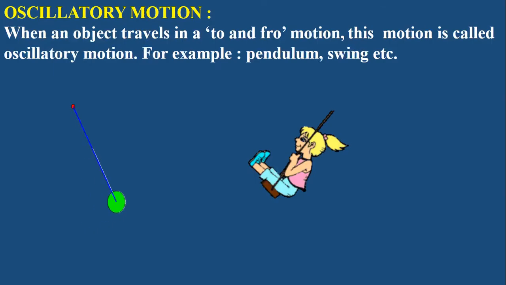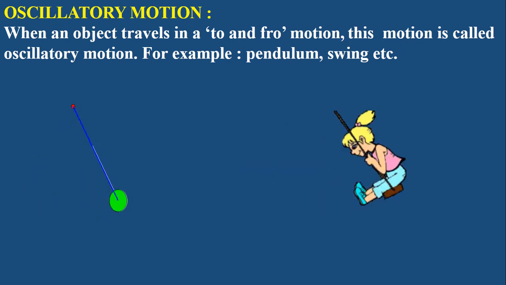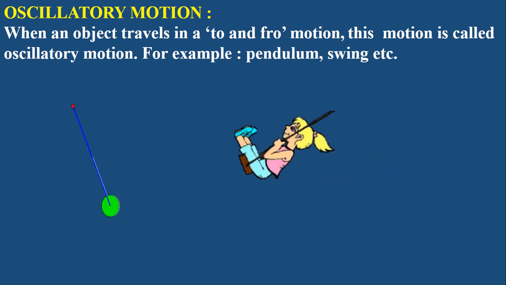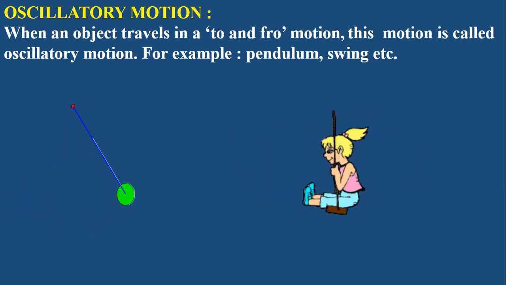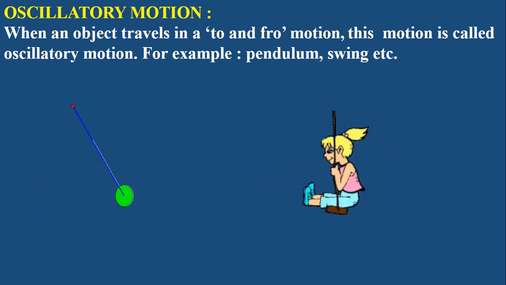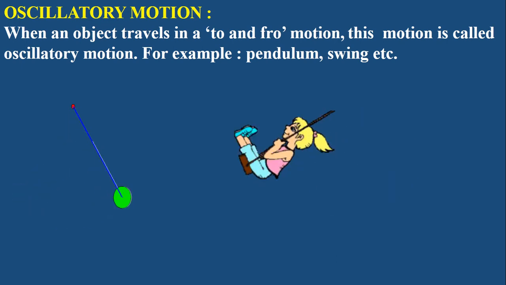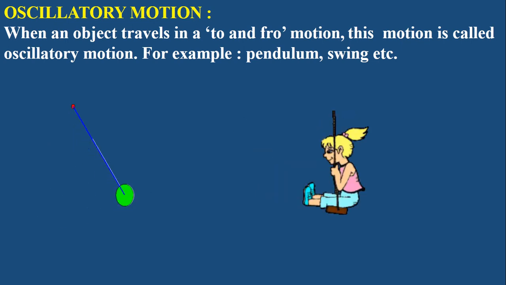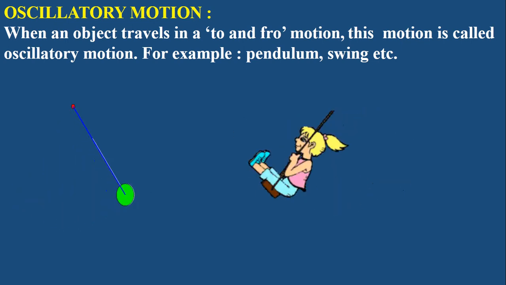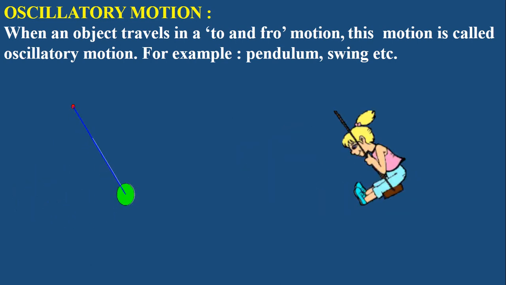In this video students, first we talk about oscillatory motion. As we know, if an object travels back and forth or to and fro, then this motion is called oscillatory motion. We can see in the figure that the pendulum moves back and forth at its mean position. So this motion of the pendulum is called oscillatory motion. Similarly, the motion of a swing is also an example of oscillatory motion.